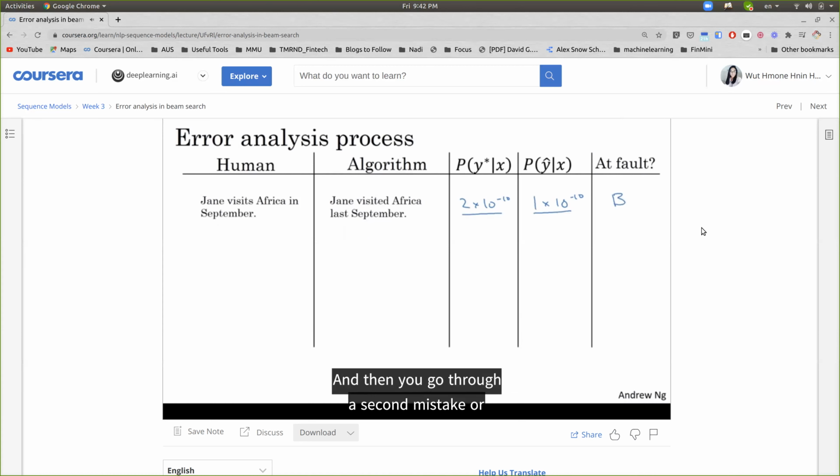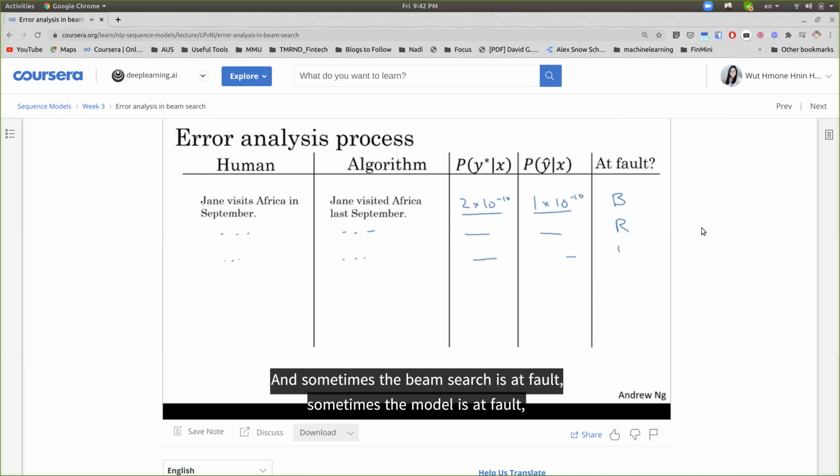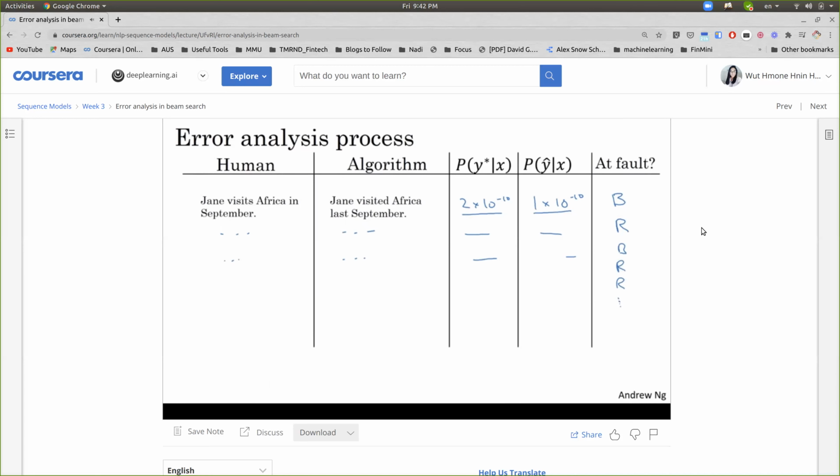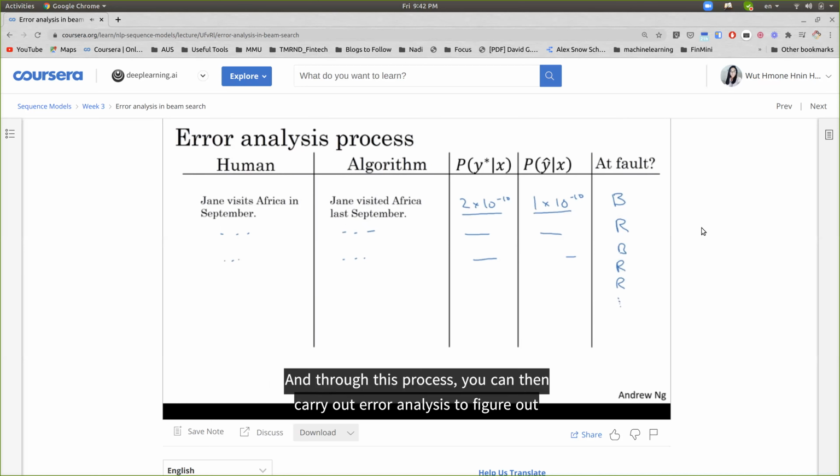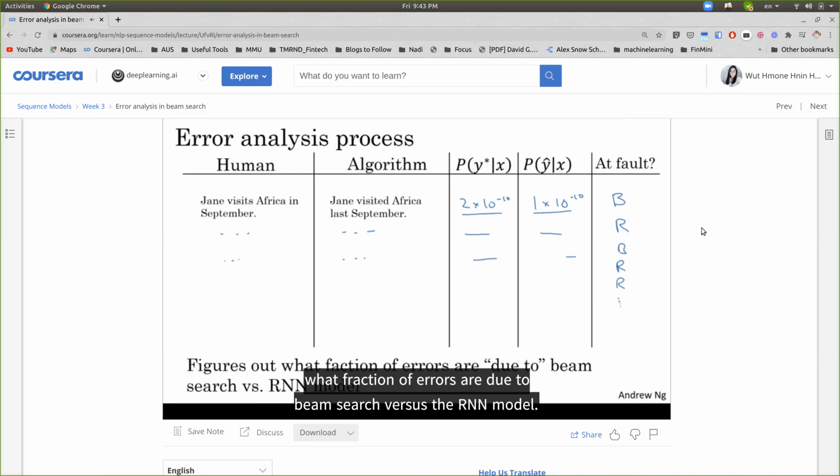And then you go through a second mistake, a second bad output by the algorithm, look at these probabilities, and maybe for the second example, you think the model is at fault, the RNN model, with R. And you go through more examples, and sometimes the beam search is at fault, sometimes the model is at fault, and so on. And through this process, you can then carry out error analysis to figure out what fraction of errors are due to beam search versus the RNN model.